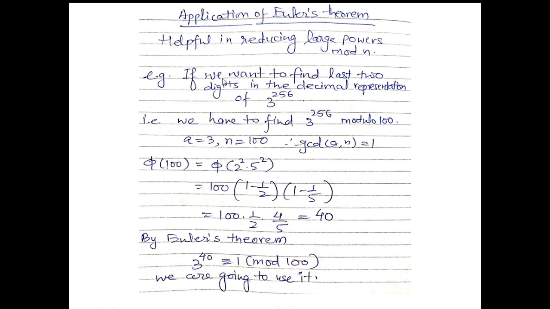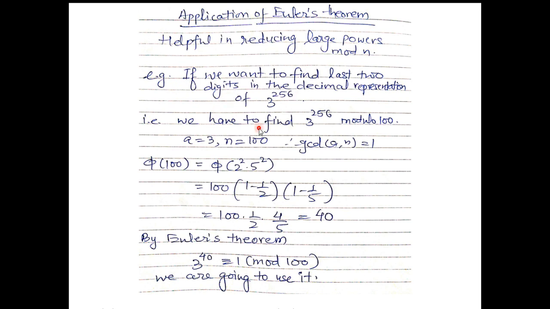Let us see an application of Euler's theorem. Euler's theorem helps us in reducing larger powers under modulo n. Let us see an example. If we want to find the last two digits in the decimal representation of 3 to the power 256, then how do we use Euler's theorem to calculate this power.